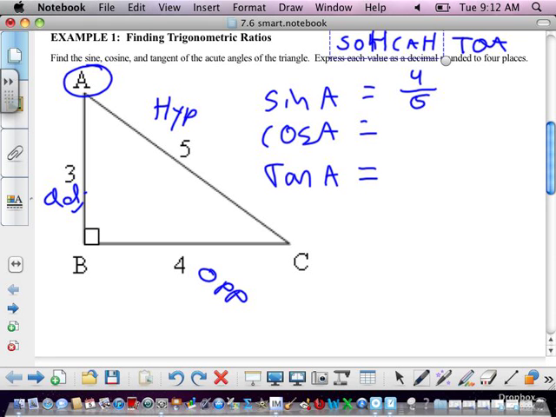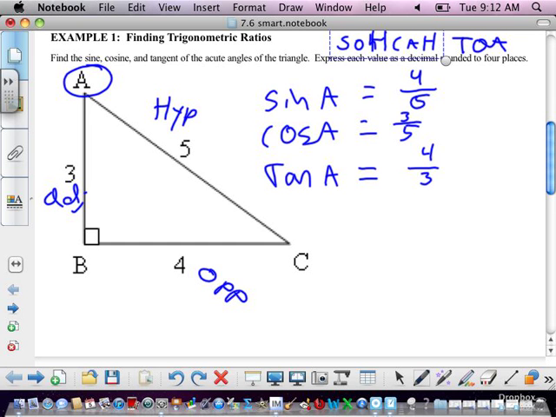So what about cosine? Cosine is A and H. Adjacent and hypotenuse, so that would be? 3 over 5. Good. And finally, TOA is opposite and adjacent, which would be? 4 over 3. Okay. Now it's going to get a little confusing.